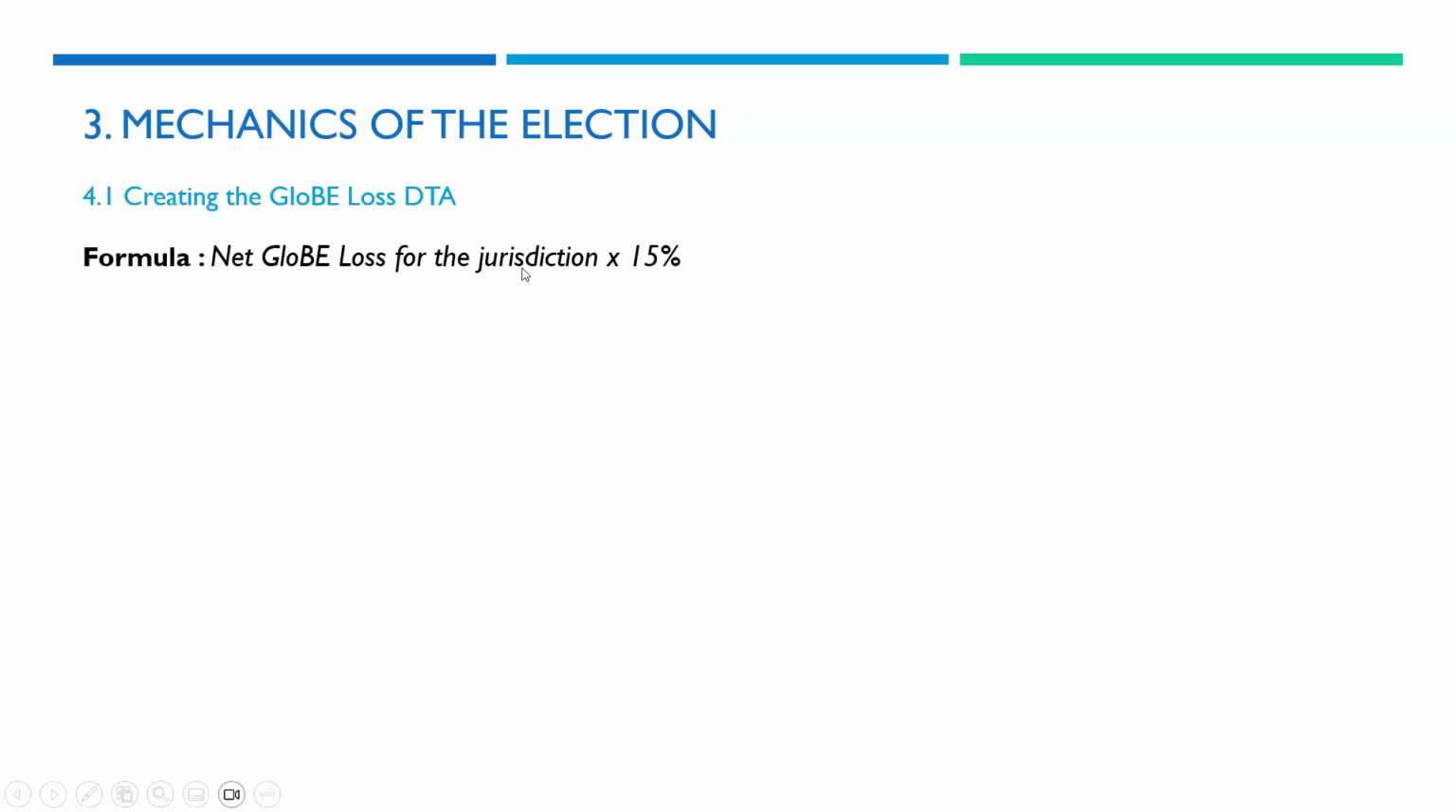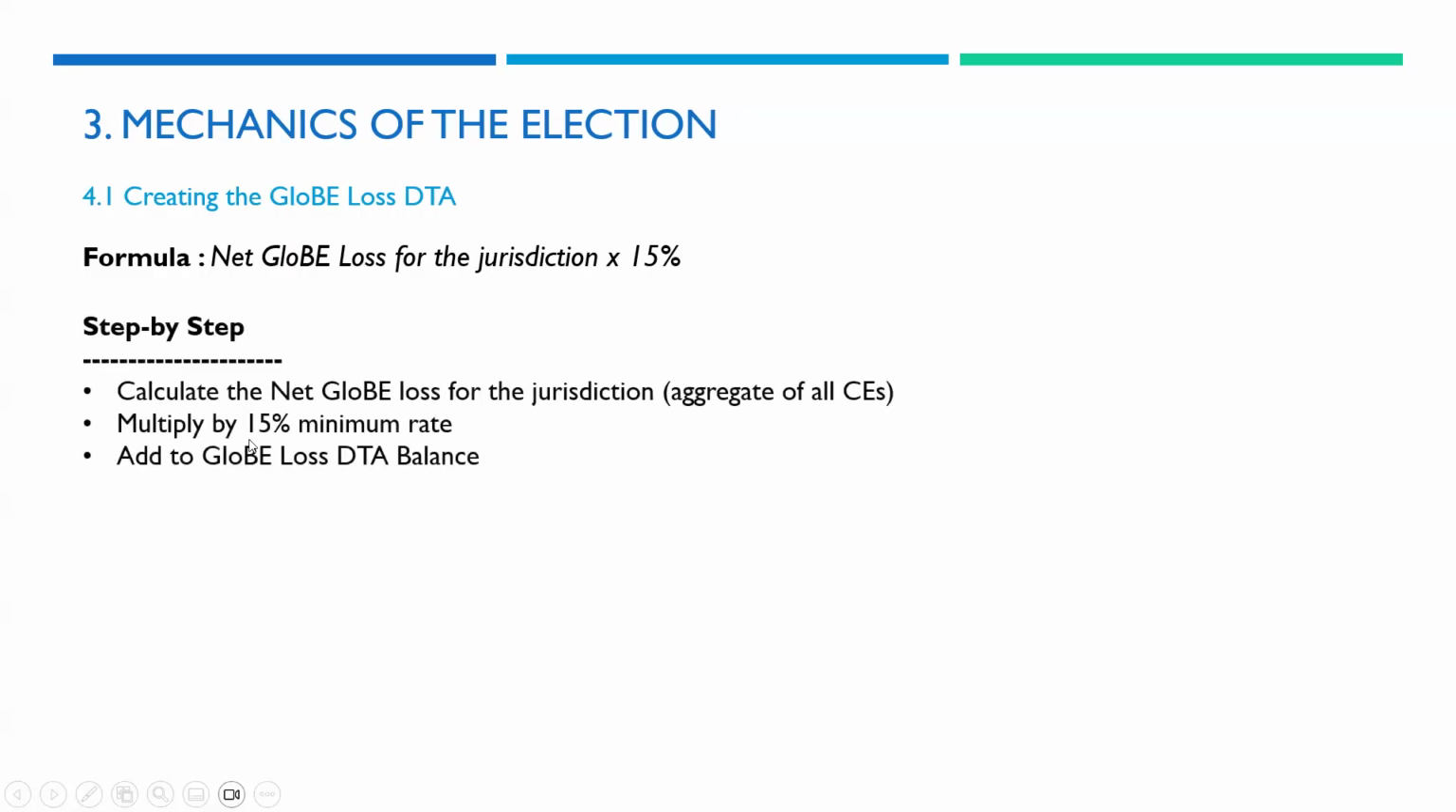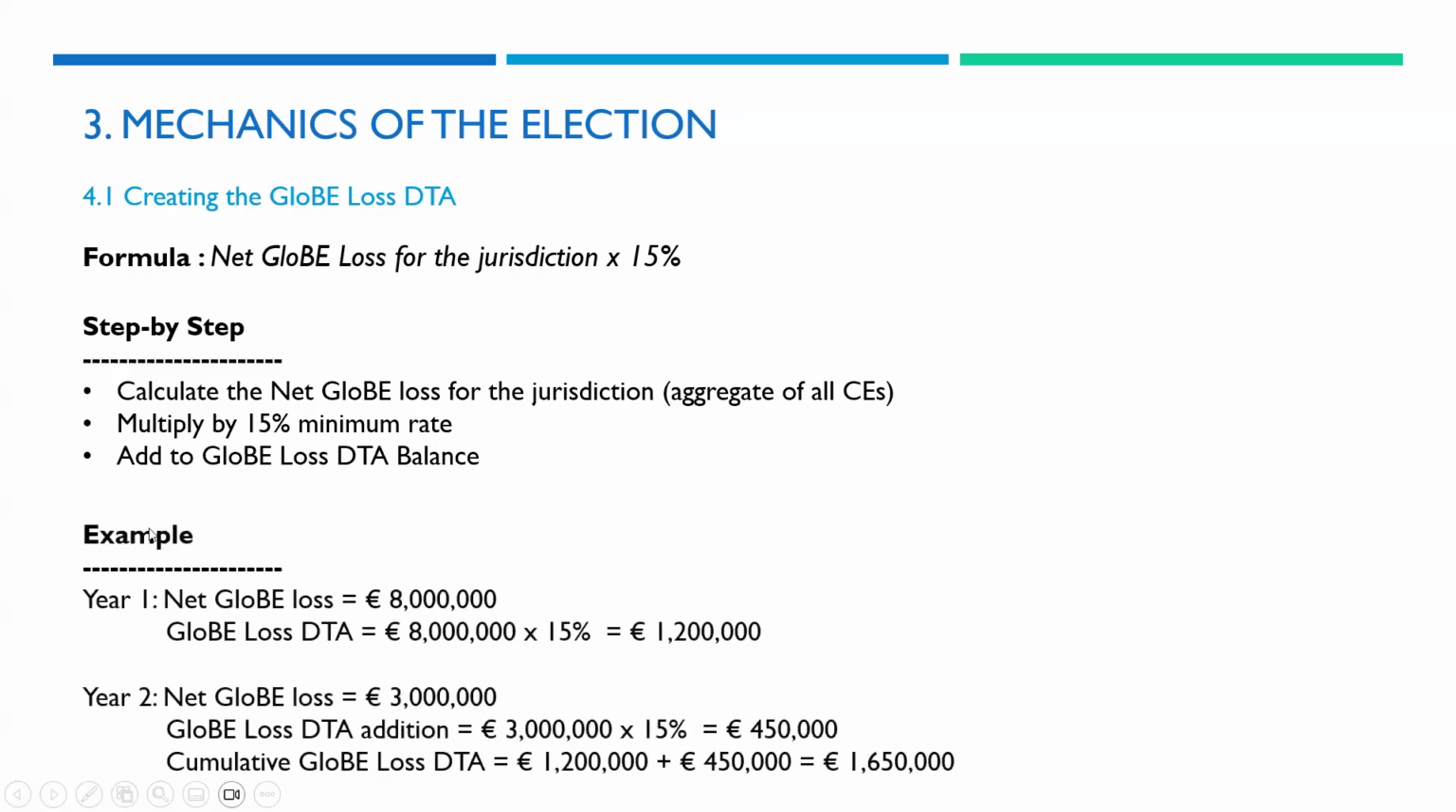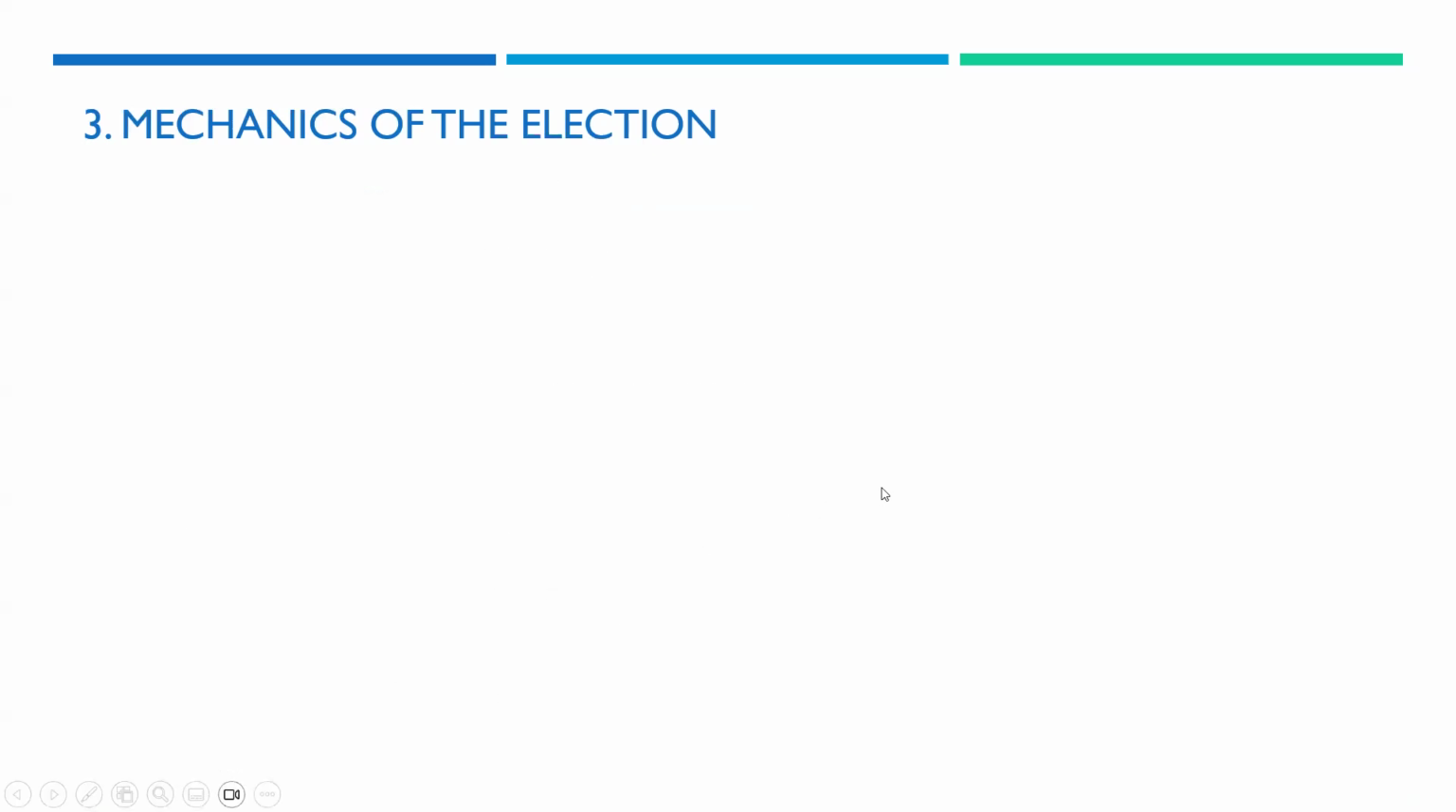So mechanics, how does it create? The net globe loss for the jurisdiction, creating the globe loss DTA, is the net globe loss for the jurisdiction times 15%. As simple as that. So calculate the net globe loss for the jurisdiction, aggregate of all CEs, multiply by the 15% rate and add to the globe loss DTA balance. So in year one, if the net globe loss is 8 million, the globe loss DTA is 8 million at 15%. In year two, the net globe loss is 3 million. Then you have to add this again at 15%. So the loss you can get at 15%, others are all ignored.